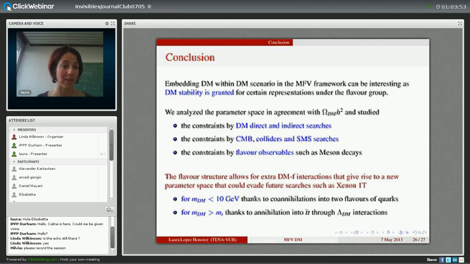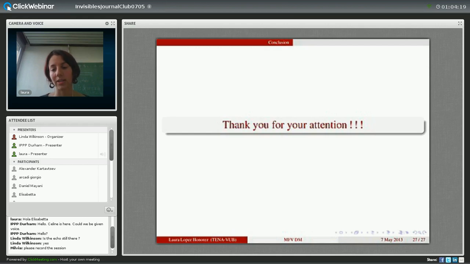And also, what we have obtained is that for dark matter masses above something like the top mass, going through this effective operator of dimension 6, we could also get some new region that could evade constraints from direct detection searches and indirect detection searches. So thank you very much for your attention. I am really sorry for the difficulty to read the plots.